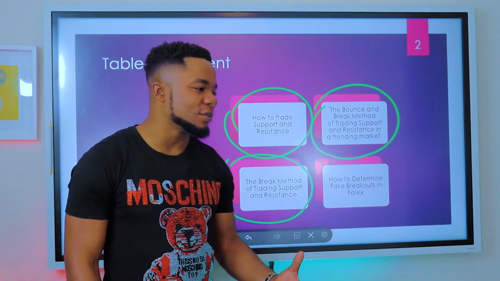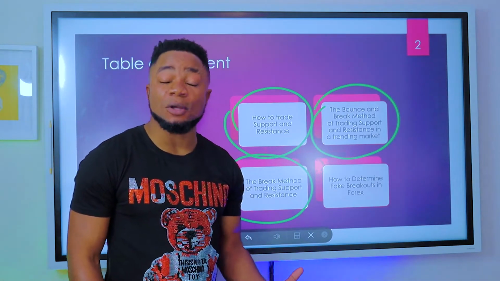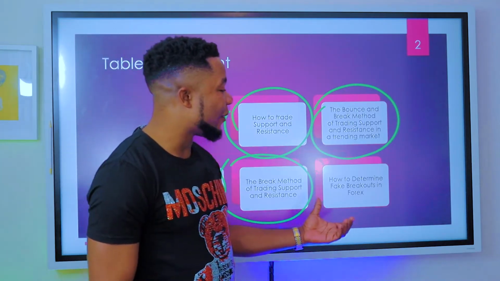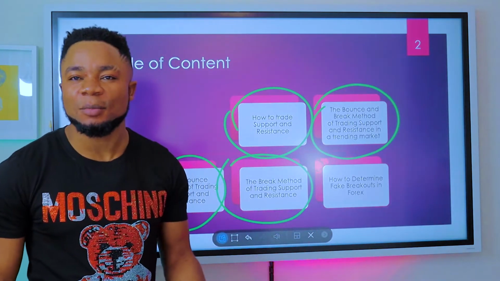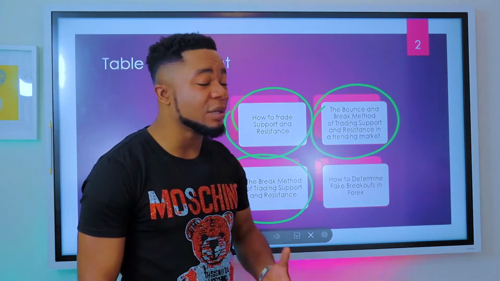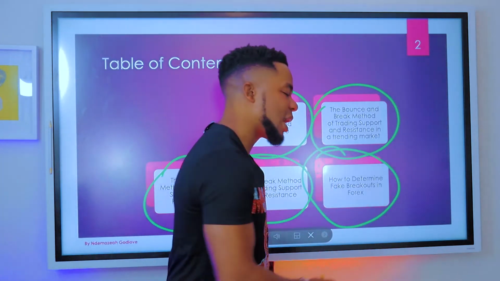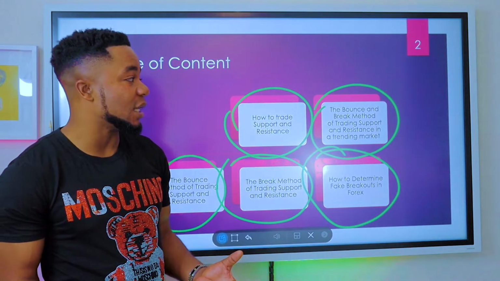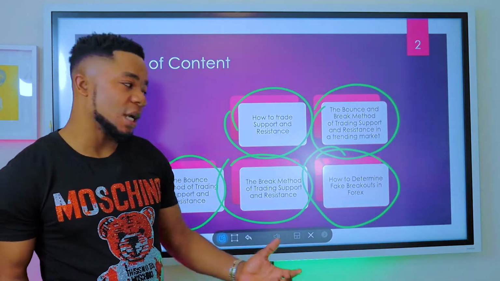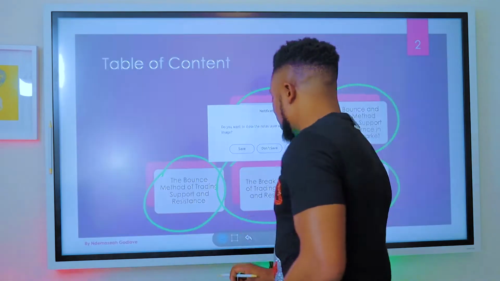Because this is something that people neglect, but it blows out a lot of accounts. People have suffered premature death in Forex trading when they don't know about fake breakouts. When you see something and you think, okay, this is a breakout, when it was just a fake breakout. We shall also talk about that.